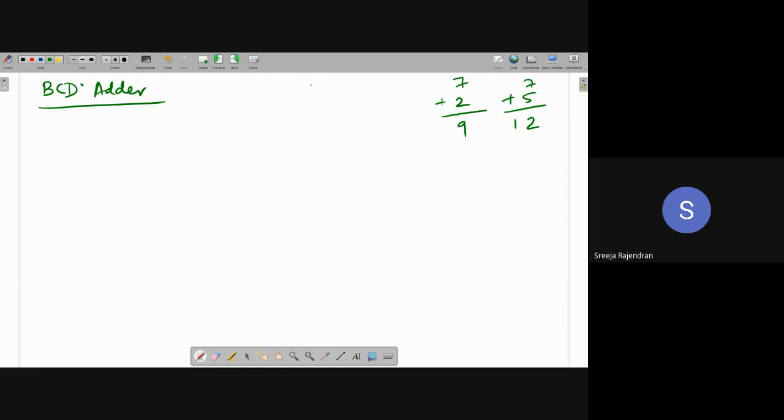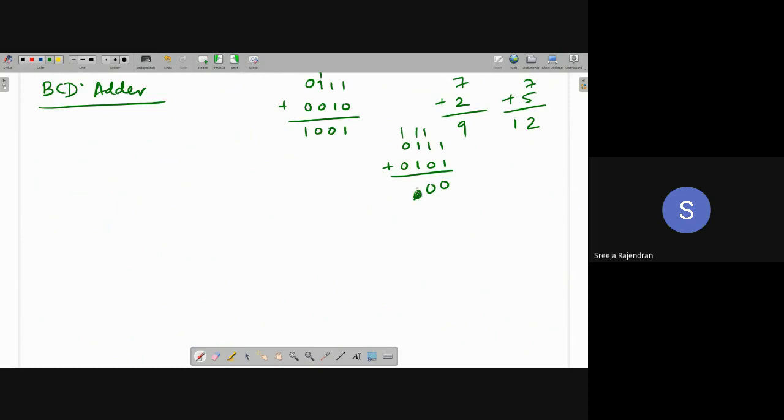If I'm adding this in binary, 7 is 0, 1, 1, 1. And 2 is 0, 0, 1, 0. So my output is... Now, what happens when I add 7 and 5? 7 is 0, 1, 1, 1. 5 is 1, 0, 1. So, 0, 0.